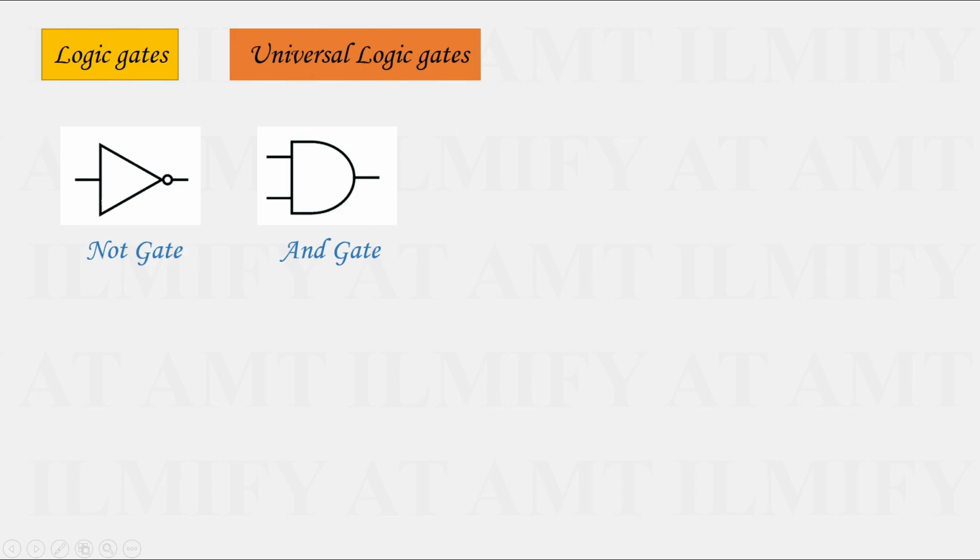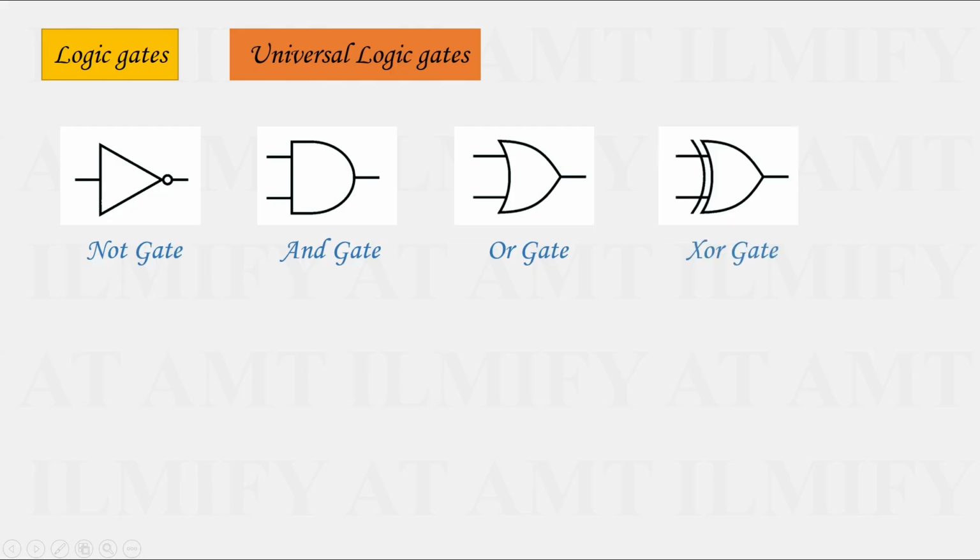Next one is OR gate. The shape is kind of mixture of crescent moon and triangle. Curved input end with pointed output end. The gate logically adds the inputs. We have a special gate called XOR gate, also known as exclusive OR gate. The symbol is similar to OR gate, but with an extra curved line at the input.